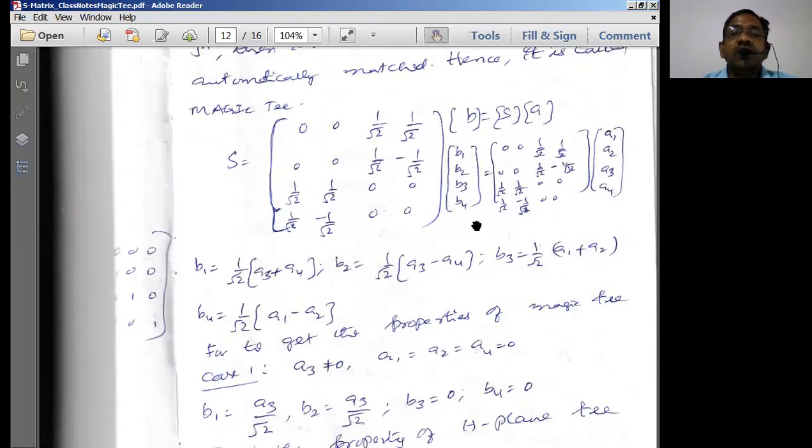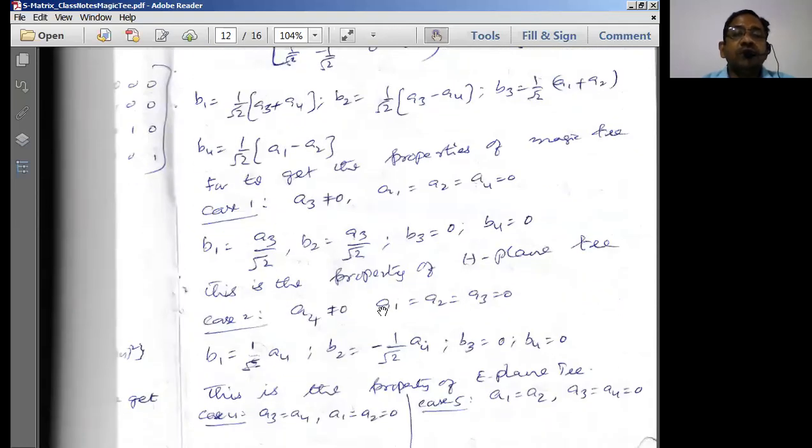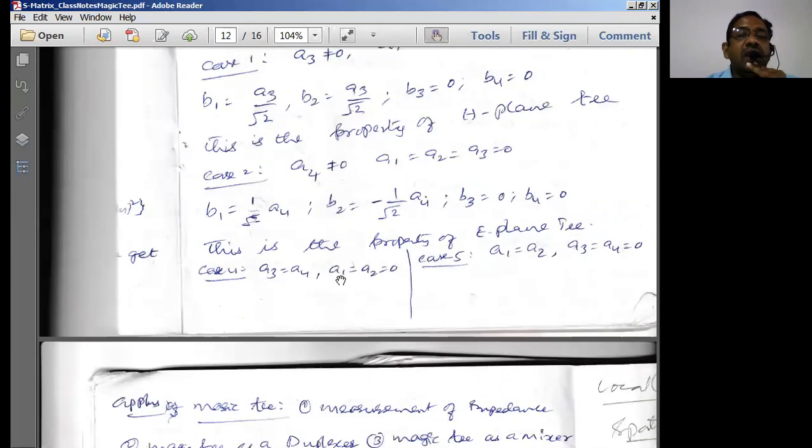I can substitute here, similar to this, and simply solve all this for B1, B2, B3. Now we apply various cases. When A3 is not equal to 0 and A1, A2, A4 are zeros, that means input is applied only at A3, the H-arm of the T. Then we find the outputs. Similarly, case 2 has inputs A1, A2, A3 zero and A4 not equal to 0. We will get these as the outputs.